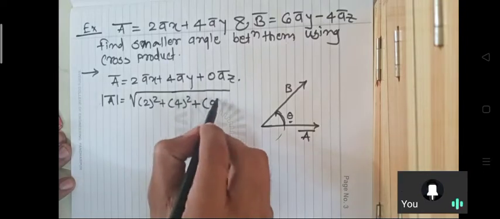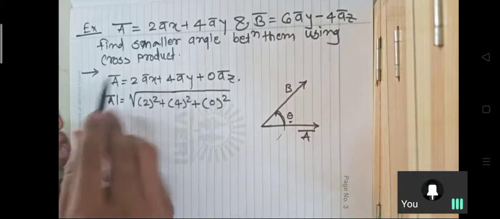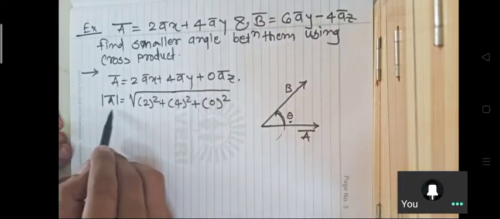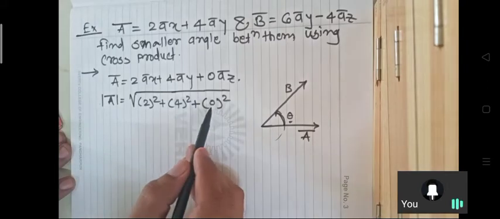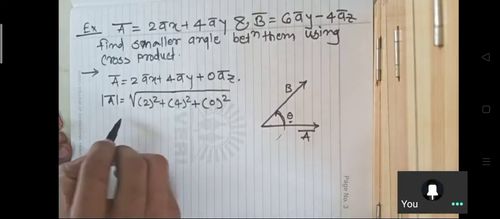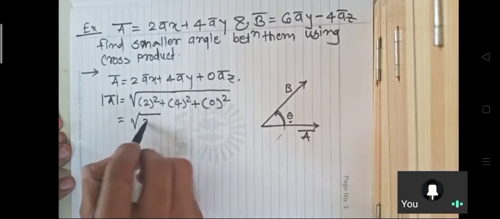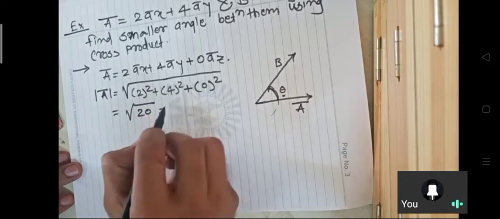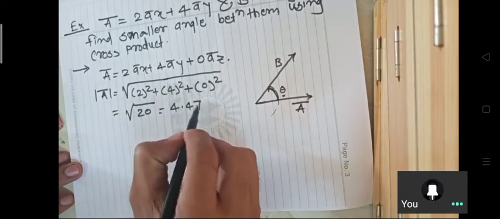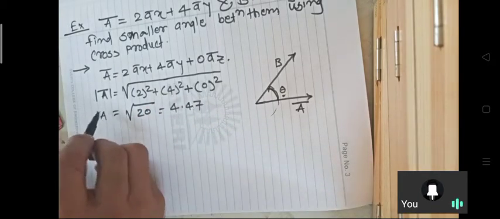plus 0 square. म्हणजे तुमचा मॉड ऑफ म्हणजे मॅग्निट्यूड ह्या वेक्टरची मॅग्निट्यूड झाली मॉड ऑफ ए बार. This is equal to under root 2 square plus 4 square plus 0 square. So answer of this is under root 20, right? So you can simplify this to 4.47. This is mod of a bar.